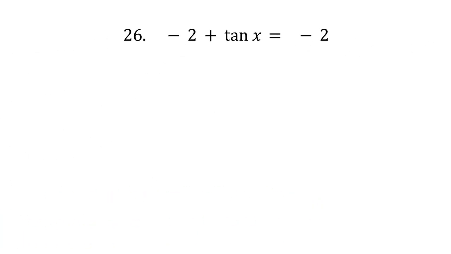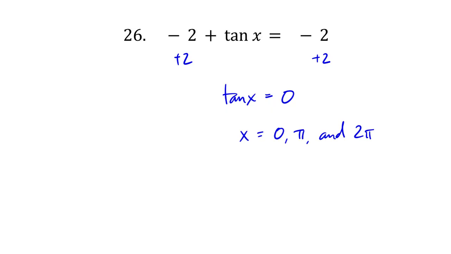Okay, next one, I'm going to add 2 to both sides. I get tangent of x equals 0. Well, the unit circle has tangents of 0 at 0, pi, and 2 pi. So those are my solutions.